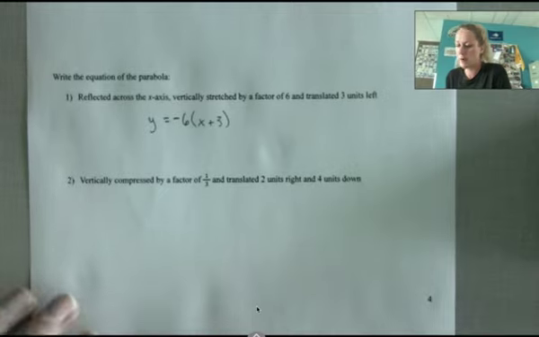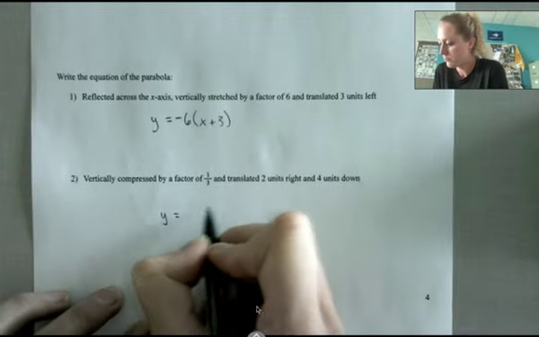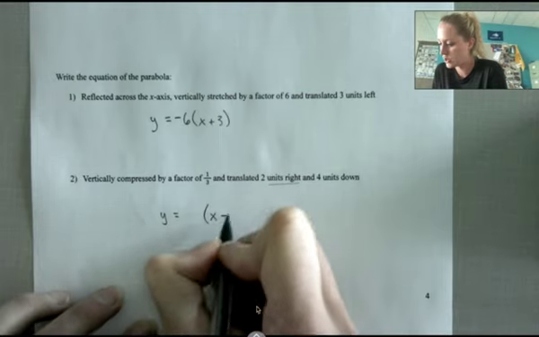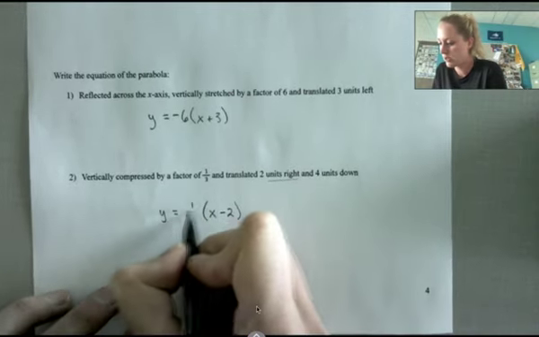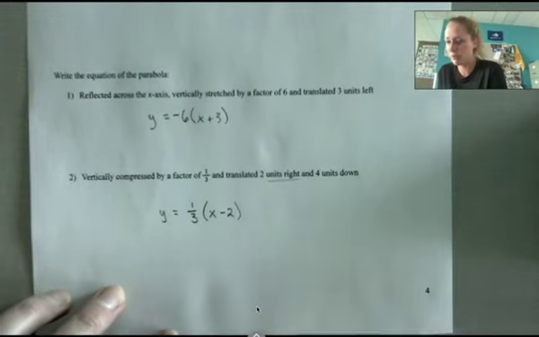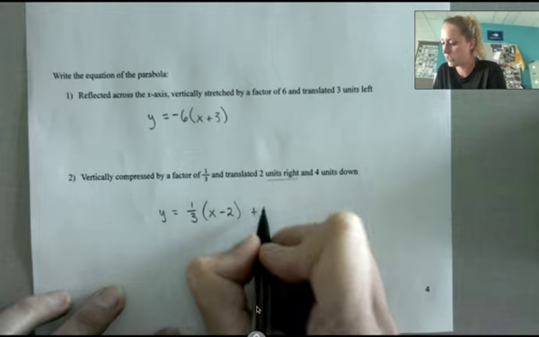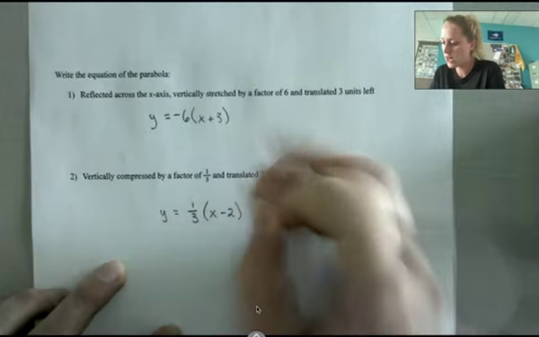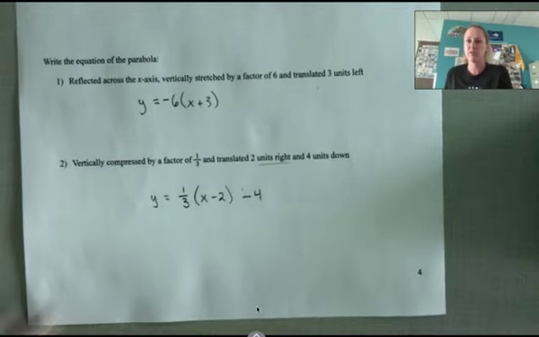Okay, vertically compressed by a factor of 1/3 and translated 2 units right, 4 units down. Okay, so 2 units right, that's our horizontal one, so we're going to subtract 2. The vertical compression goes in front of the parentheses being multiplied, and any vertical up or down is addition or subtraction outside the parentheses. So, and this is down, so we are subtracting 4. All right. Okay, guys, that is it for section 5.1.